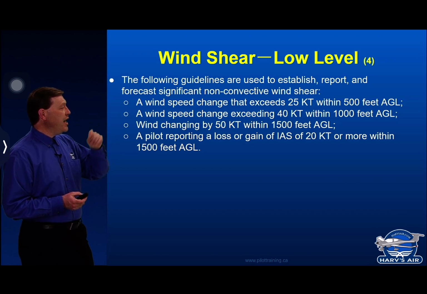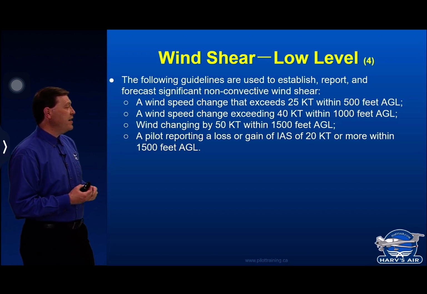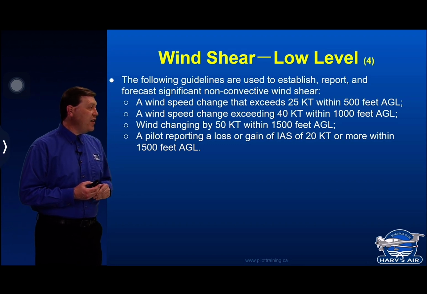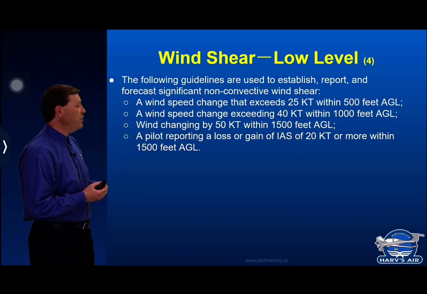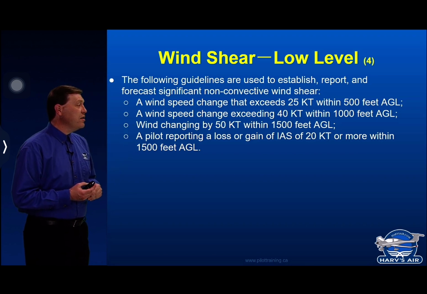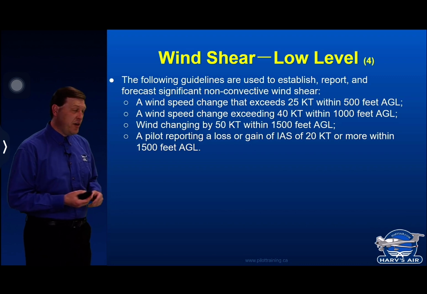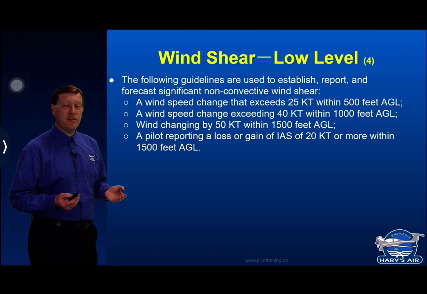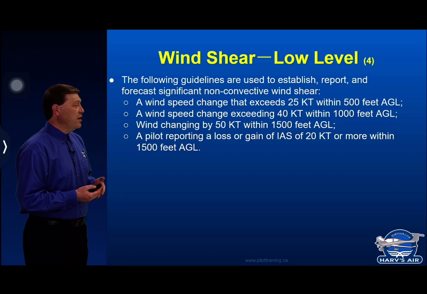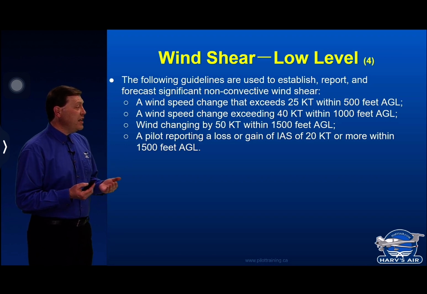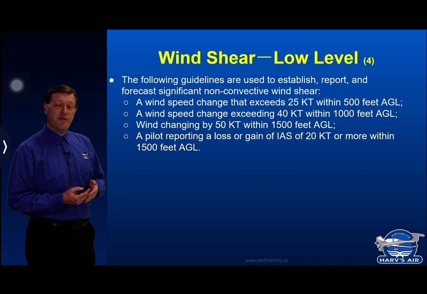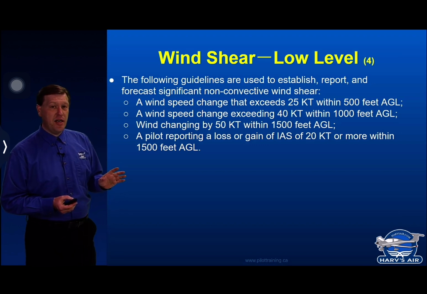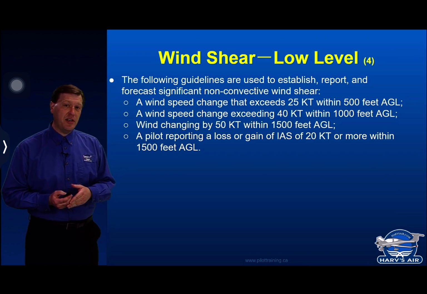Okay, the following guidelines are used to establish, report, and forecast significant non-convective wind shear. A wind speed that changes more than 25 knots within 500 feet AGL, a wind speed that changes within 1,000 feet AGL, 40 knots or greater, and then a wind change by more than 50 knots within 1,500 feet AGL. Any pilot that reports a loss or a gain of indicated airspeed of 20 knots or more within the final 1,500 feet AGL also qualifies as wind shear. And that's possibly why that ended up being the case on the METAR that we saw together there.